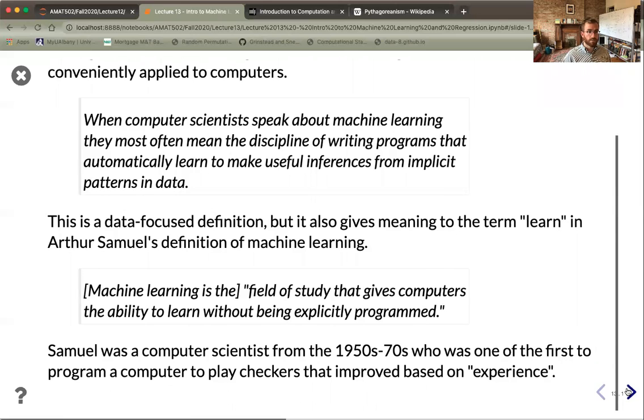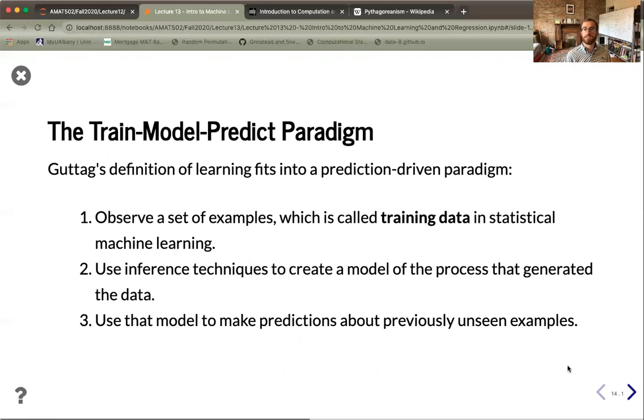So let's go through that in a more succinct way. This is perhaps one of the most important concepts for the second half of the course that I want you to really understand. This is the idea that learning really fits into a paradigm, which I will call the train, model, predict paradigm. In step one, we first observe a set of examples, which is called training data in the field of statistical machine learning. We then use inference techniques to create a model of the process that generated the data. And then finally, we use that model to make predictions about previously unseen examples.